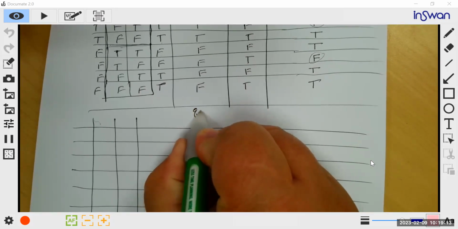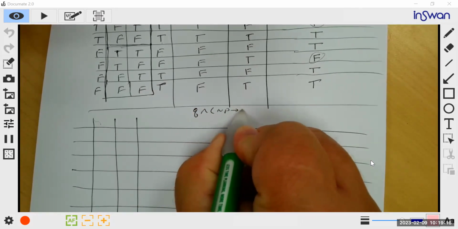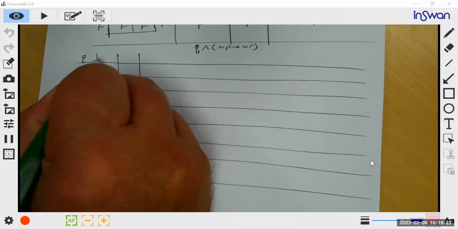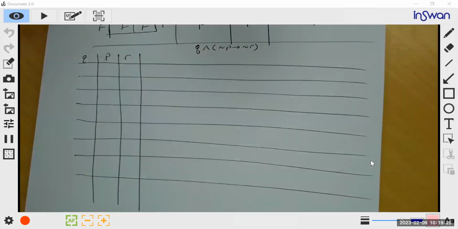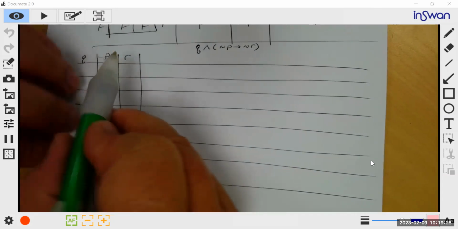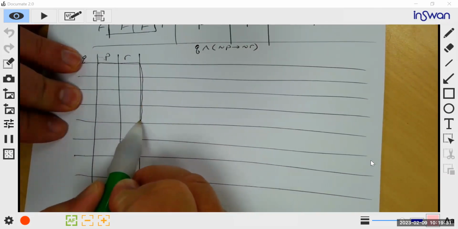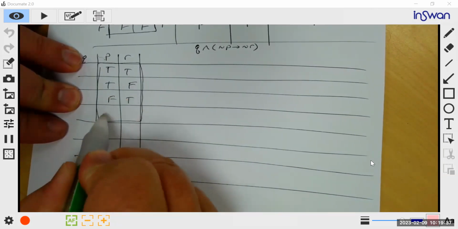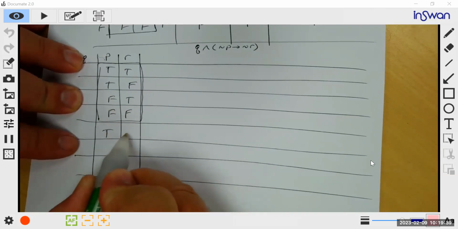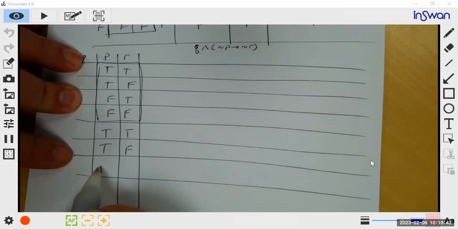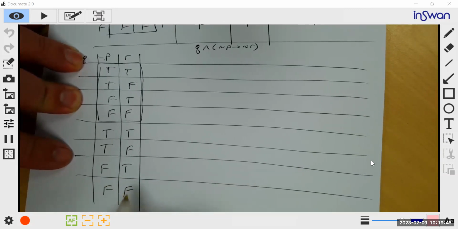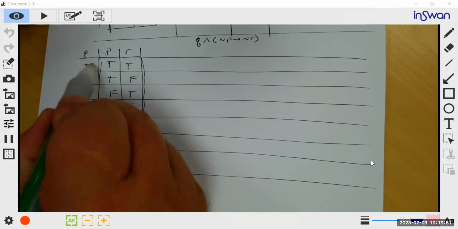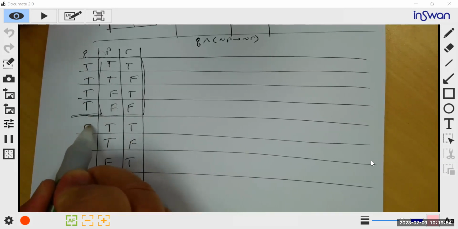We're going to try to do this statement, Q and not P, then not R. So we have Q, P, R. Since we have three of them, we have to have 2 by 4 rows. True, true, true, true, false, false, false, false. The top 4 are true. The bottom 4 are false.